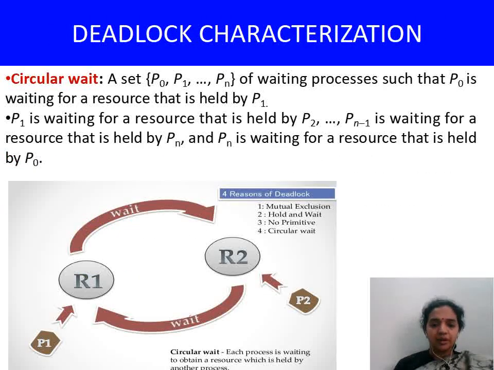The first condition is the circular wait. Here the circular wait is a set of processes waiting for each other in a circular form. Out of the four conditions, this circular wait implies the hold and wait condition, but it is easier to deal with the conditions if the four conditions are considered separately.